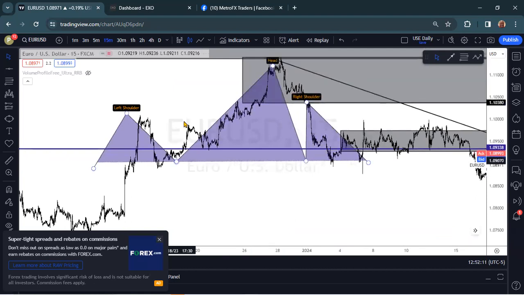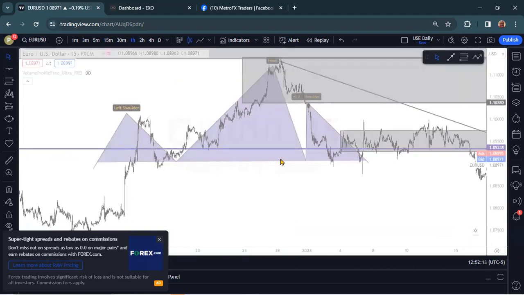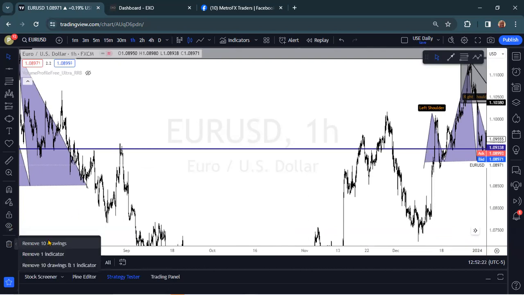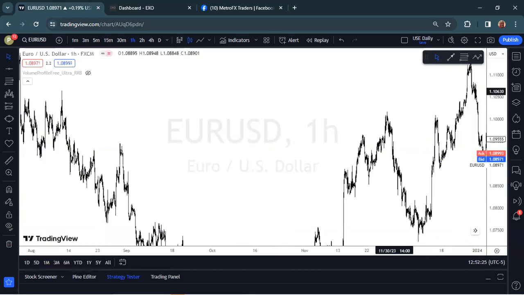All right. So I want to show you guys an inverted head and shoulders. I'm going to clear everything out. If this had been an uptrend, what does an inverted head and shoulders pattern look like? So let's take a look.